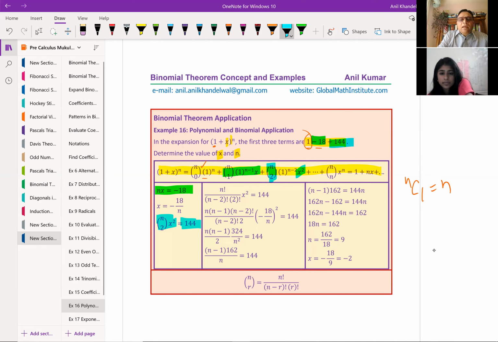nC2 is n times (n minus 1), divided by 2 times 1, correct? You'll go direct. All right. That makes sense?